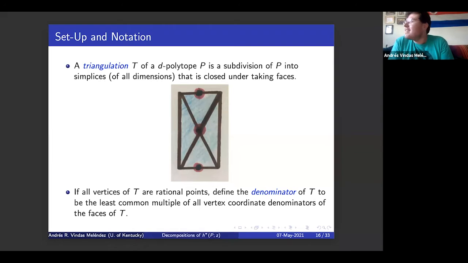And similarly, dang it, I cannot speak English today. Similarly, to how I define the denominator of a polytope, I'm going to define a denominator of my triangulation. I'm going to define it to be the least common multiple of all vertex coordinate denominators of the faces of my triangulation. For example, the difference from the denominator of P is that here I would only consider the vertices, but in this particular triangulation I also have to consider this point here, and so that might change the LCM. Are there any questions so far?